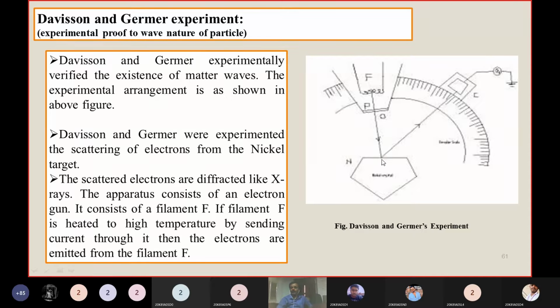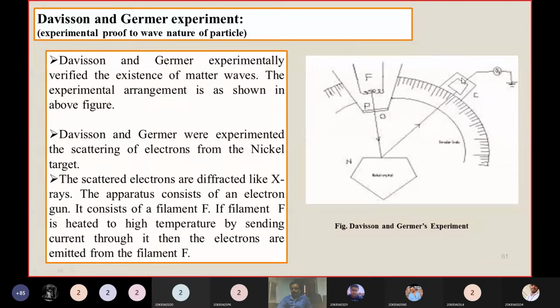What happens? Those electrons are scattered, and diffraction takes place. By using a Faraday cylinder, we can detect those scattered, diffracted electrons.